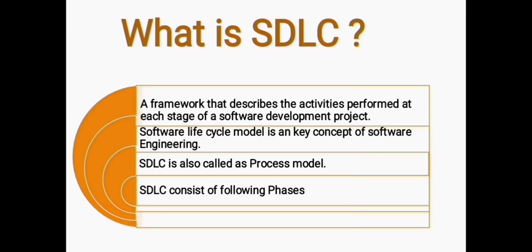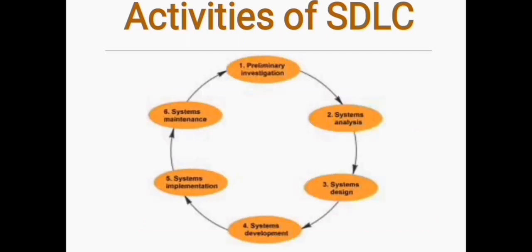Without a software lifecycle model, it becomes difficult for the software project manager to monitor the progress of the project. Each phase of SDLC produces the input for the next phase in the lifecycle, like requirements are translated into design. Testing should be done on the developed product based on the requirements. Development should be done once testing is completed. SDLC consists of the following phases: preliminary investigation, system analysis, system design, system development, system maintenance, system implementation. Now we will discuss one by one all these SDLC activities.